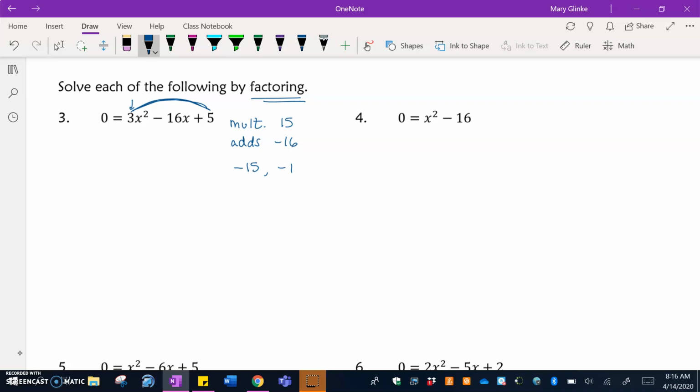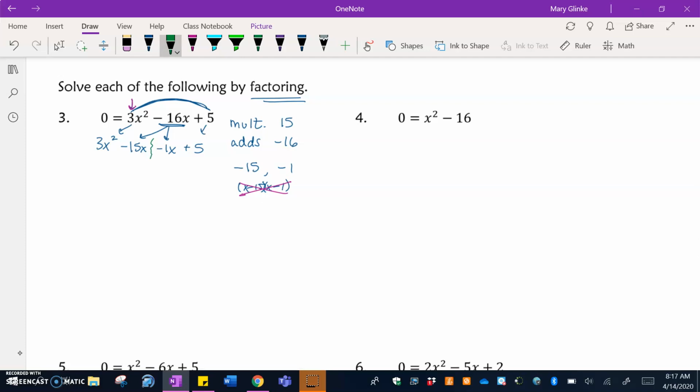Because of that 3 on the outside, we cannot just write our factors as x minus 15 and x minus 1. That does not work. Anytime you have this number in front, you're going to have to use a different method. We're going to use split middle term. So I'm going to rewrite 3x squared, split this middle term, negative 16x, into negative 15x and negative 1x, and then bring down the plus 5. Technically, this is the exact same problem that I started with. I just wrote it a different way.